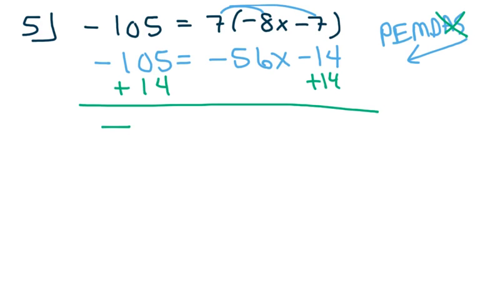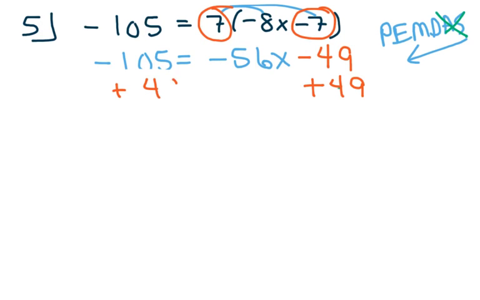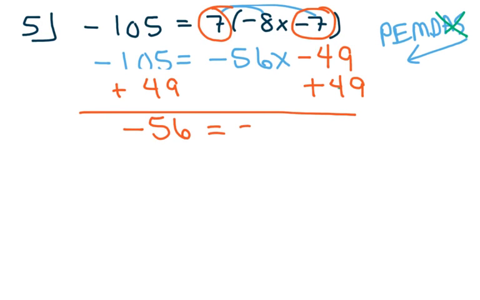So negative 56. Oh, this is what I did wrong. Did y'all see it? You should have told me. All right. So basically, right here is where I messed up. I added instead of multiplied. Now I'm going to add 49 to both sides. And when you get that, you're going to get negative 56 equals negative 56x.